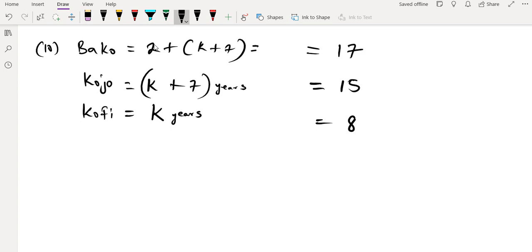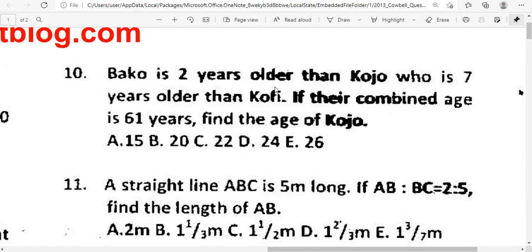And of course, if you look at this critically, Bako's age is what? K plus 9. Kojo's age is what? K plus 7. Kofi's age is what? K. So if you know Bako, Kojo and Kofi, then they're telling you that their combined age is 61. Find Kojo. So I've helped you solve it. Their combined age. You know what combined means? Yes, sir. What does it mean? The answer is what?